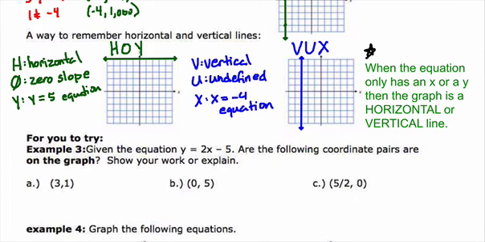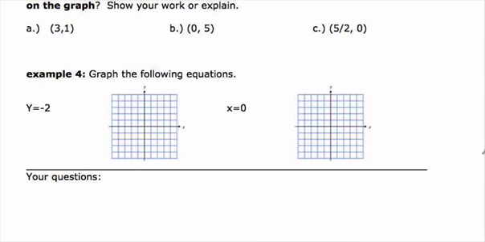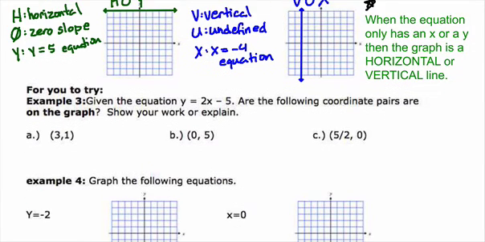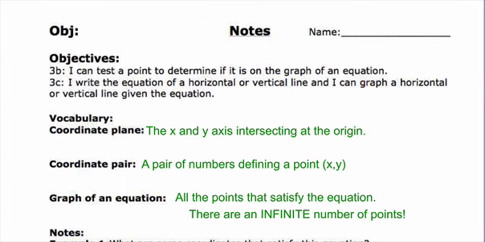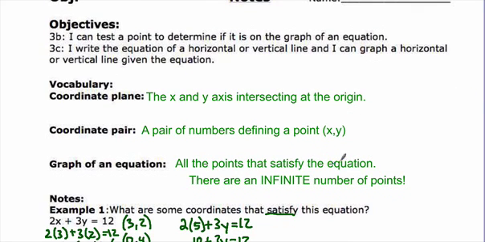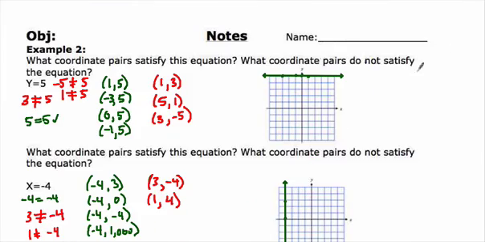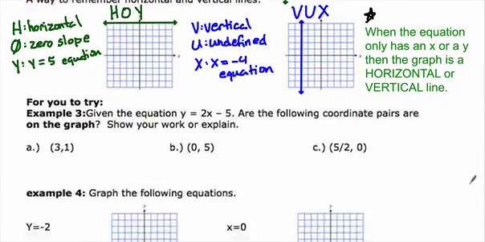Okay, there we go. I have a couple for you to try down here. So to get you started, because it's a little bit different than what you've seen before, given the equation y equals 2x minus 5, are the following coordinate pairs on the graph? Show your work or explain. Well, if they're on the graph, all the points that satisfy the equation, the graph is all the points that satisfy the equation. So it needs to satisfy the equation. If it satisfies the equation, then they're on the graph.